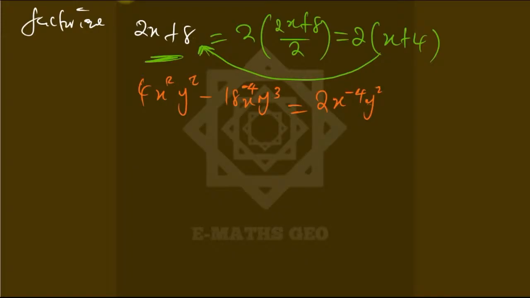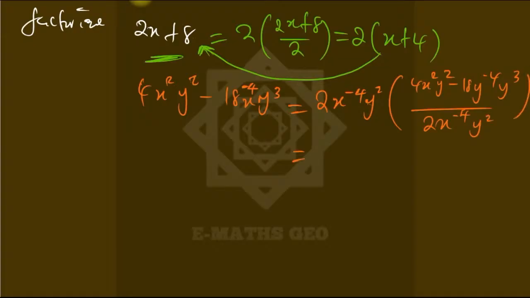So remember what I said before. Now divide the original expression with what you've brought out. What did you bring out? 2x squared y squared. So now the answer is still x raised to 4 minus 4y squared times 2.